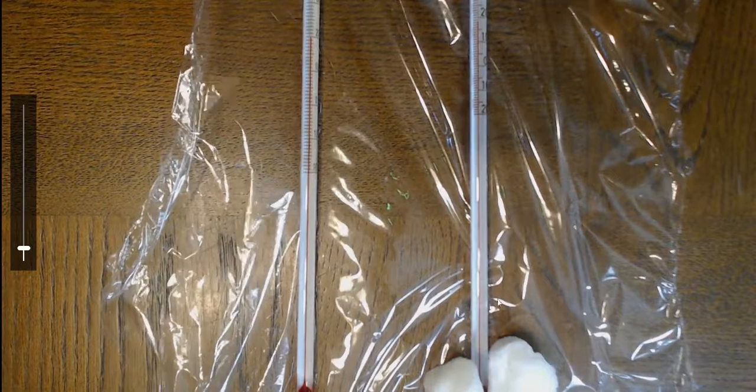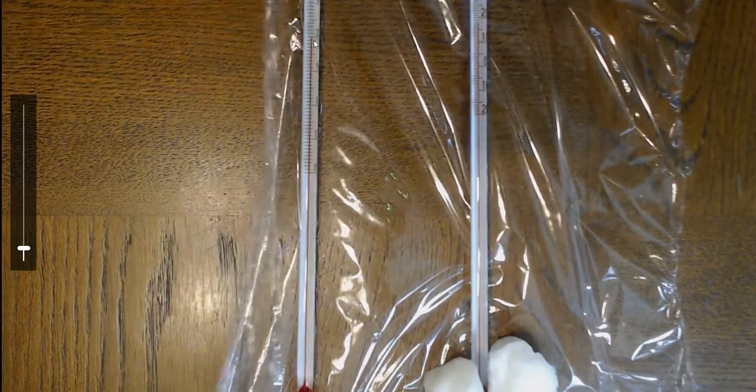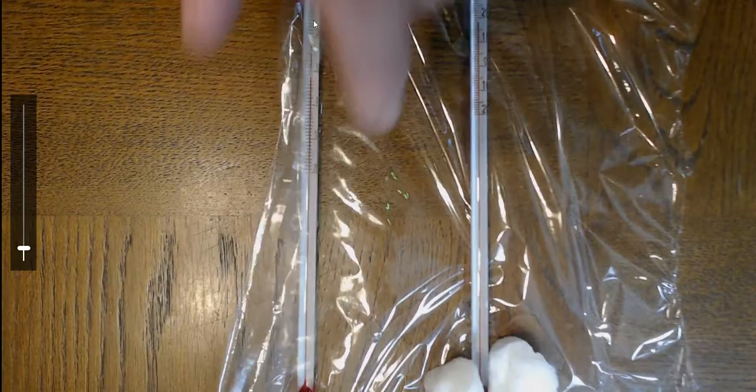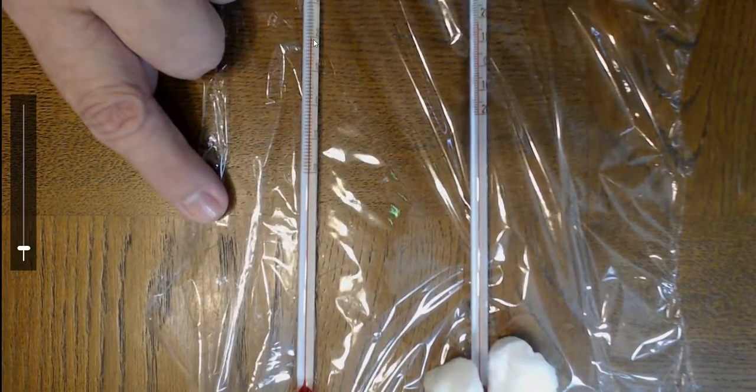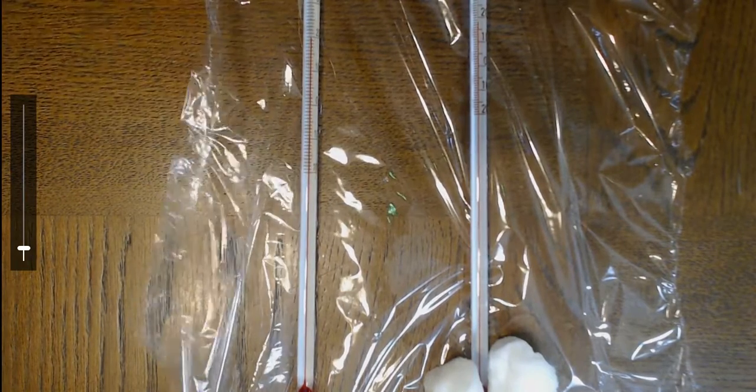So let's go back to our lab. Okay, so our wet final reading was 18 degrees Celsius. Our dry, or our control, I didn't even look at it. Let's go look at it. Our control is still 20 degrees. It might have dropped just a hair, but it's still close enough to call it 20 degrees.